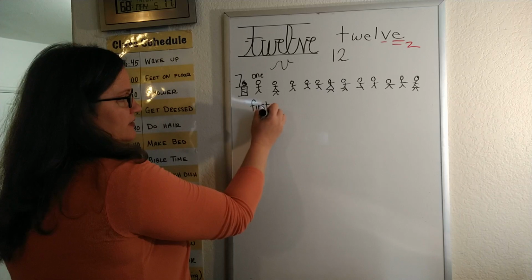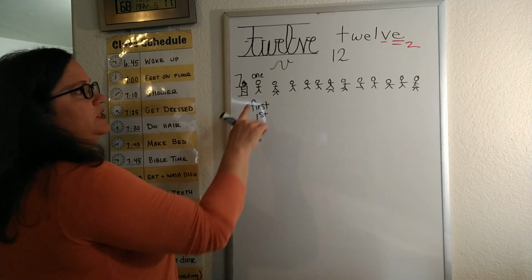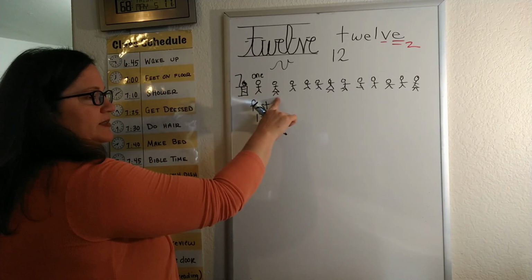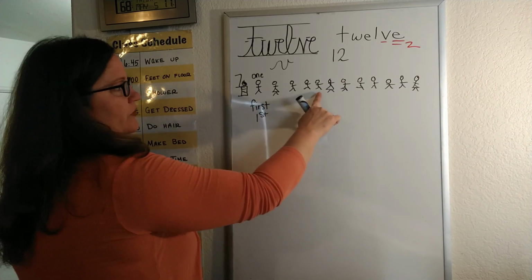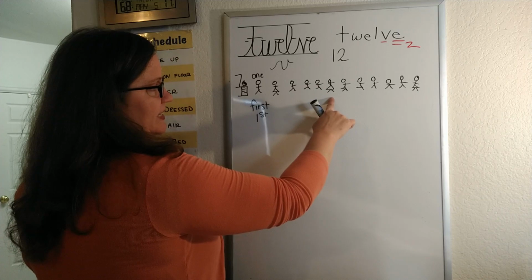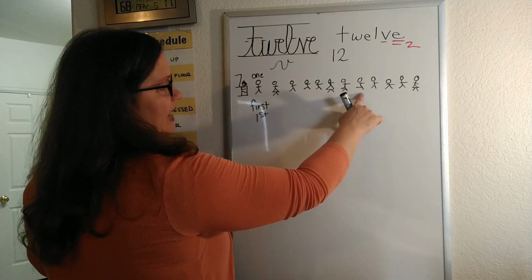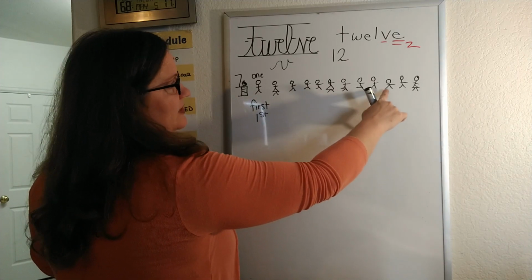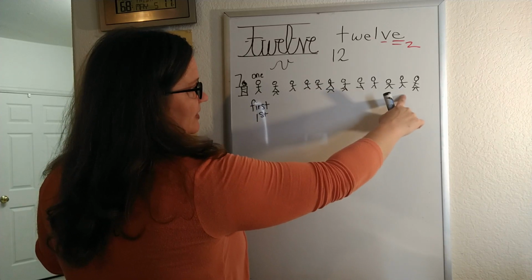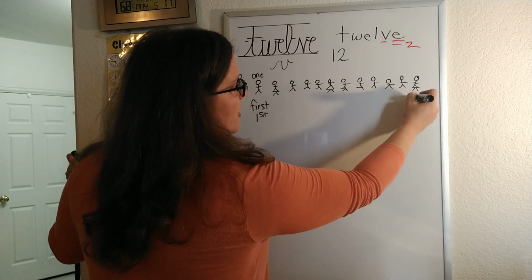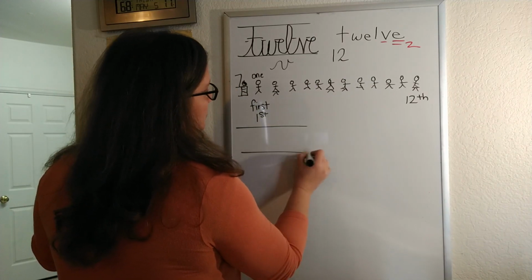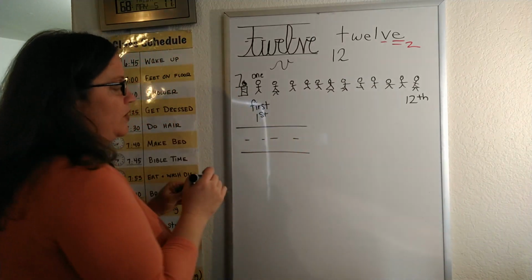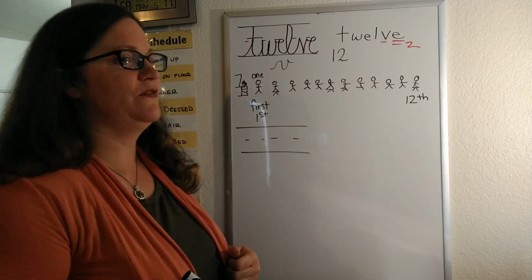And it would look like this, right? So if the number 2 would be what? Second. Third. Fourth. Fifth. Sixth. Seventh. Eighth. Ninth. 10th. 11th. 12. And 12th. Or our word that we're about to write. We're going to write the word 12th.